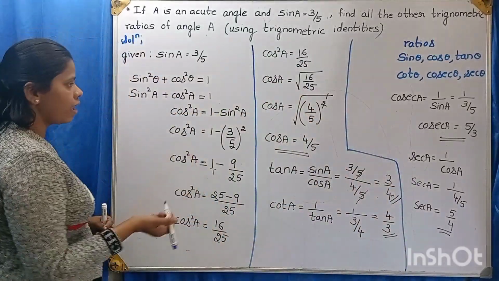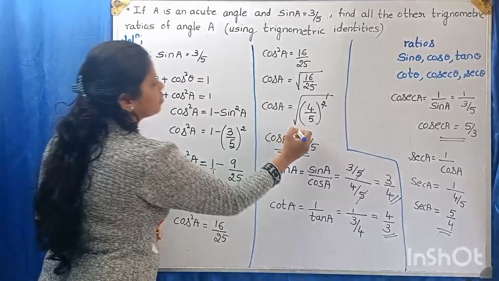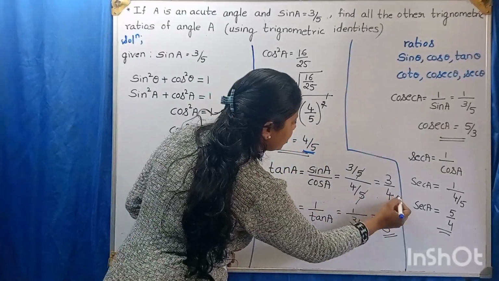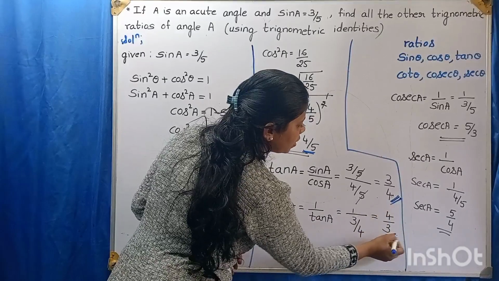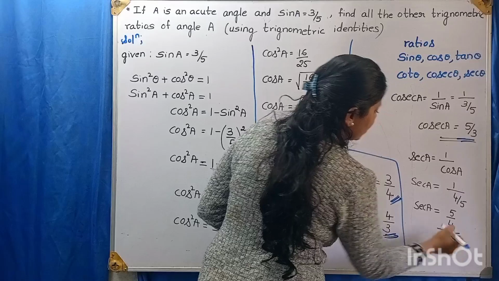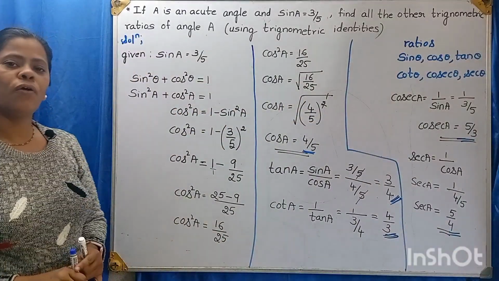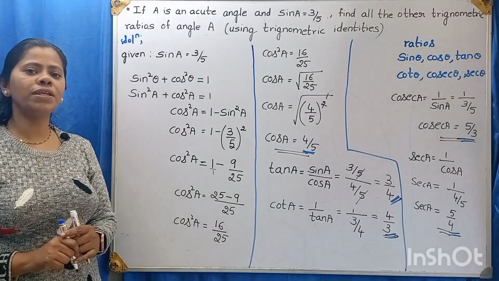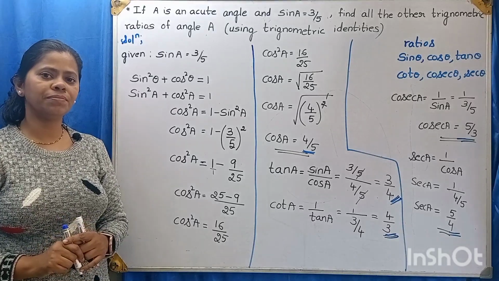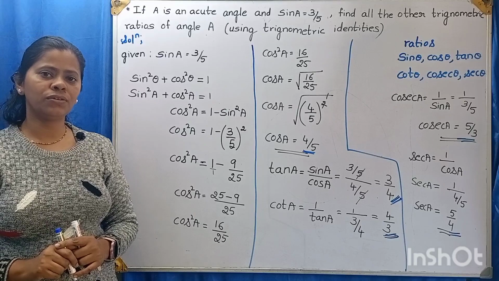Now let me highlight the answers. Sin A, cos A, tan A, cot A, cosecant A and secant A. We have found all the 6 trigonometric ratios by using the trigonometric identities. Hope you have understood. Thank you.